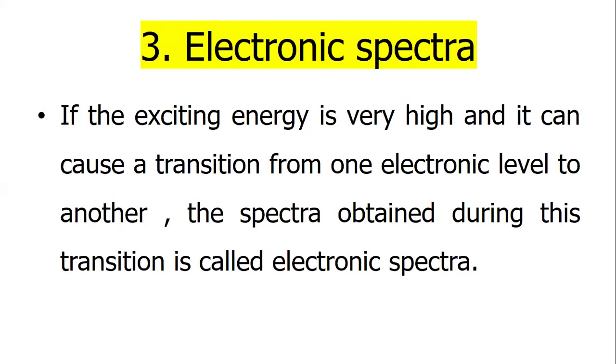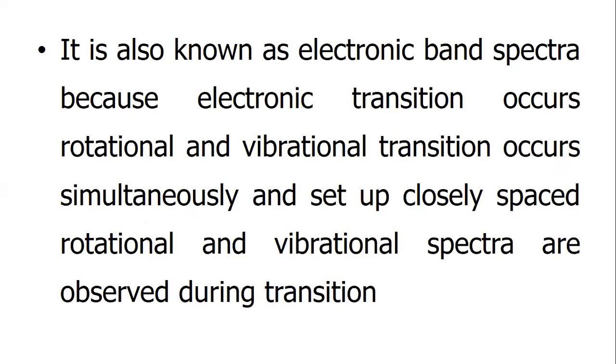Electronic spectra: if the exciting energy is very high and it can cause a transition from one electronic level to another, the spectra obtained during this transition is called electronic spectra. It is also known as electronic band spectra, because when an electronic transition occurs, rotational and vibrational transitions occur simultaneously, and a set of closely spaced rotational and vibrational lines are observed during the transition.